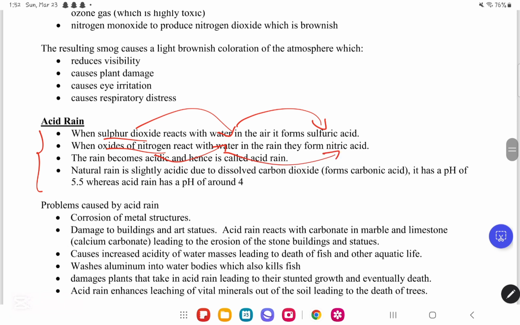So the rain becomes acidic. Why? Because you have sulfur dioxide and oxides of nitrogen reacting with water to form sulfuric acid and nitric acid, which is not nice at all. It will then form acid rain.